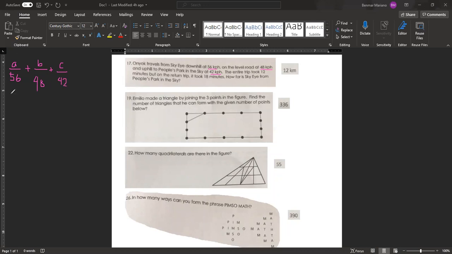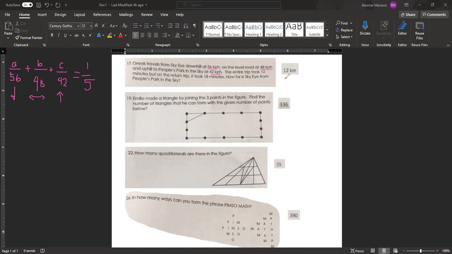So this is actually his time for downhill, then this is the time for the level road, and then this is the time for the uphill. So when you add all of that together, that is the total time. In that case, this is equivalent to 12 minutes. Or since we are talking about per hour, that is 12 over 60 or 1 over 5. The goal here is to identify the value of A plus B plus C.